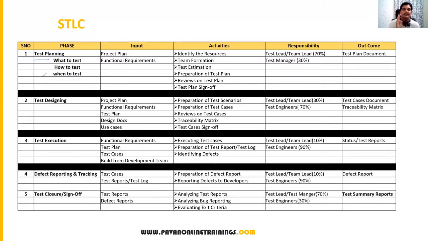So these are the main three things we have to focus on while planning the test. During the test planning phase, we are focusing mainly on what to test, how to test, when to test. And that is the test planning phase, the first initial phase. Now, to start the test planning phase, what input documents do we require? We need two documents: the project plan and the functional requirements. These are the inputs we require.